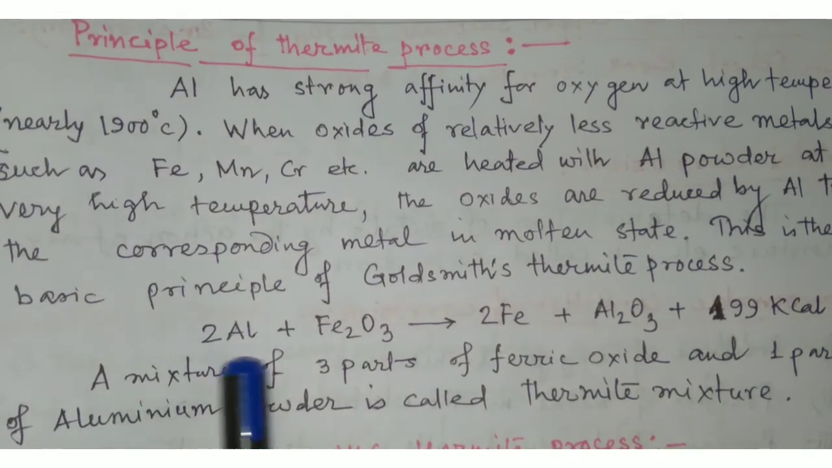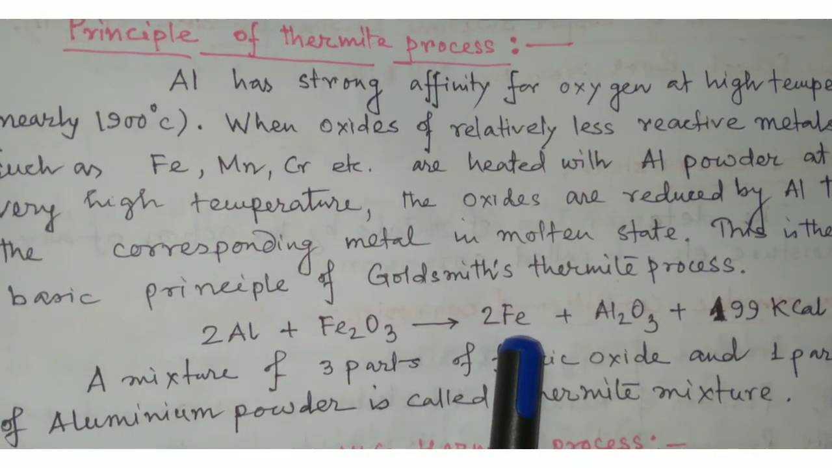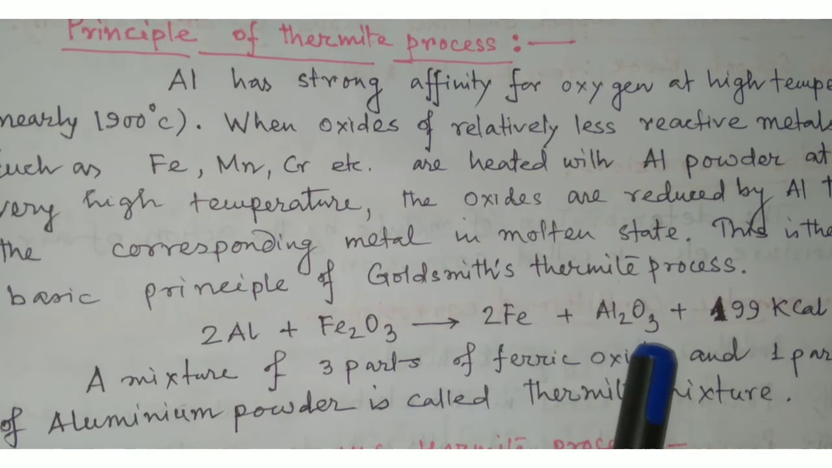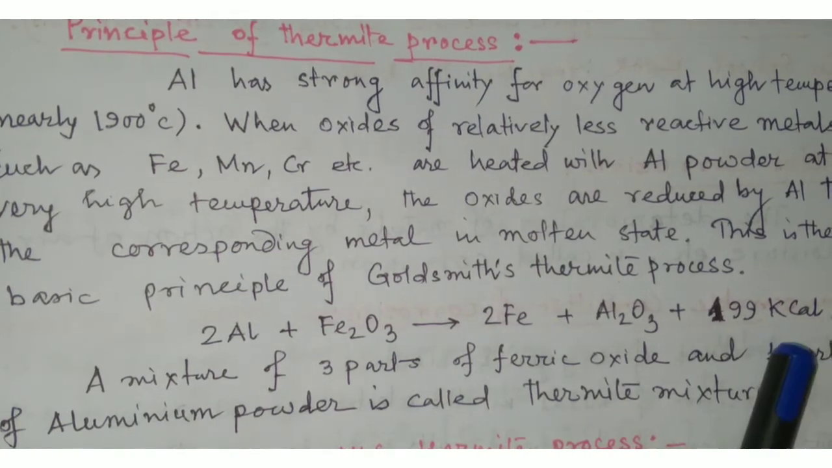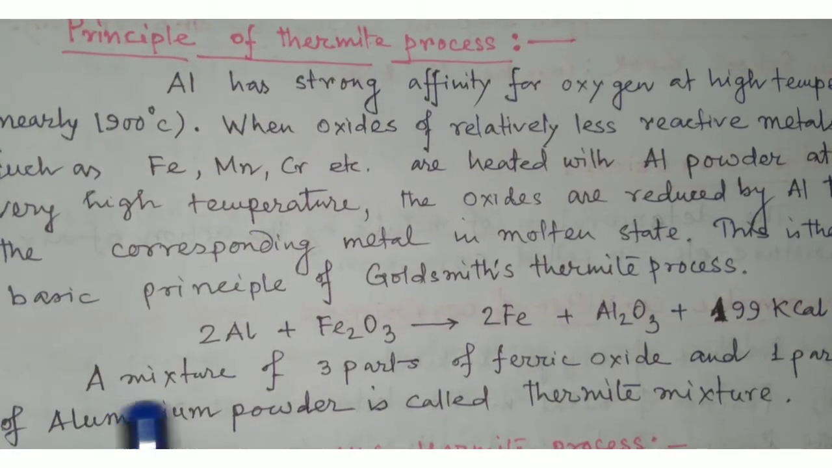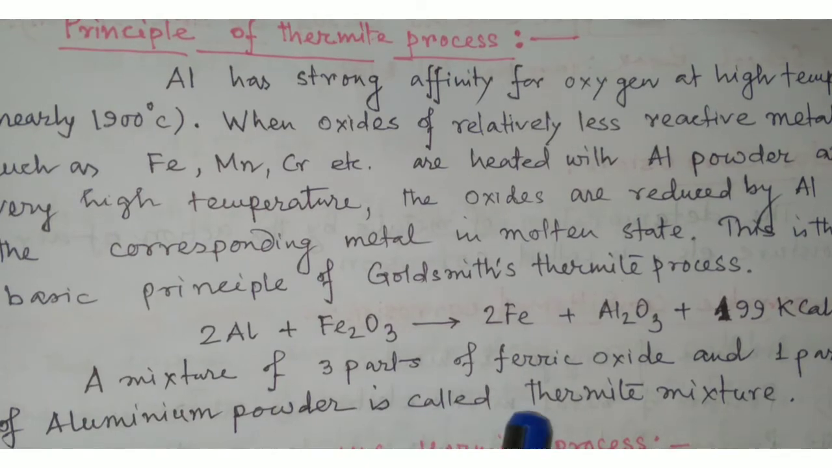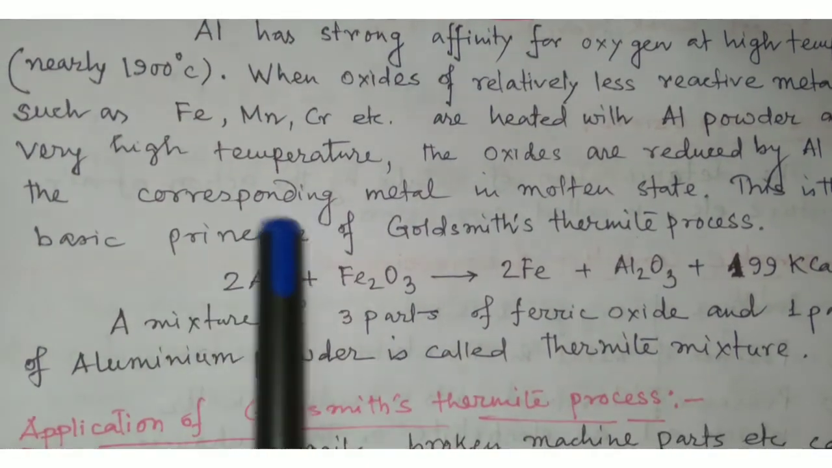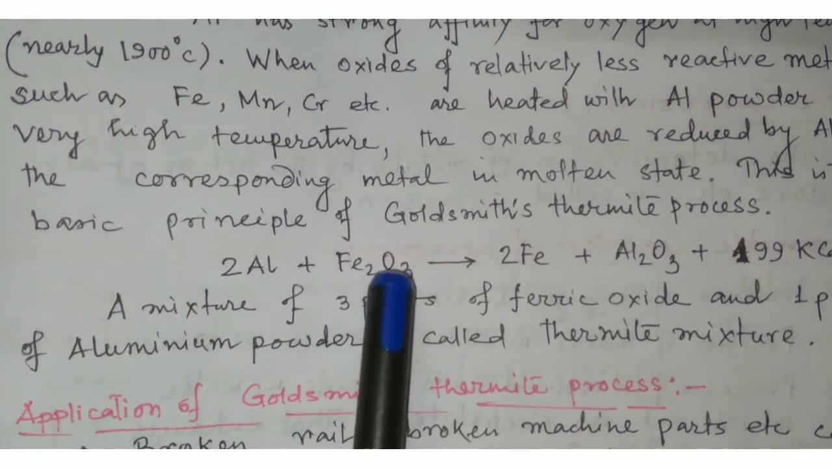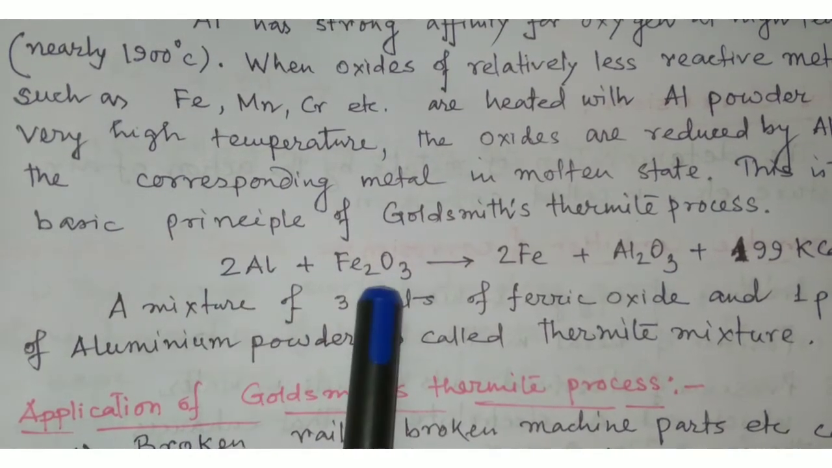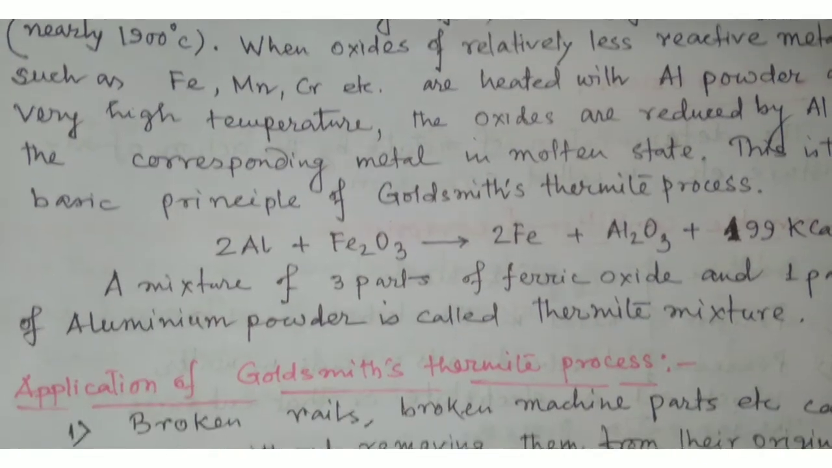And the reaction is 2Al plus Fe2O3, and the products are 2Fe plus Al2O3 plus 199 kilocalories. That is, it is an exothermic reaction. A mixture of 3 parts of ferric oxide and 1 part of aluminium powder is called thermite mixture.